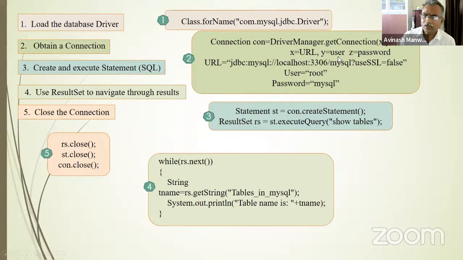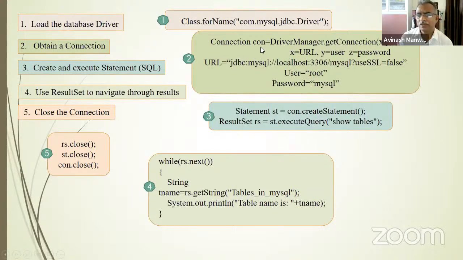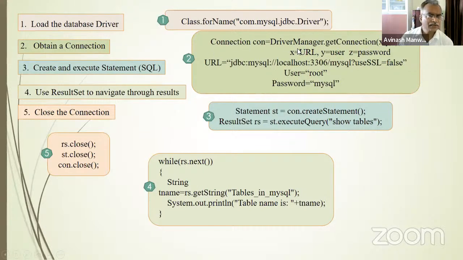So once this getConnection is done, it will assign the connection to the connection object. That's why we declare the Connection object here, and then DriverManager.getConnection with all these three parameters. So that is step number 2, making the connection.